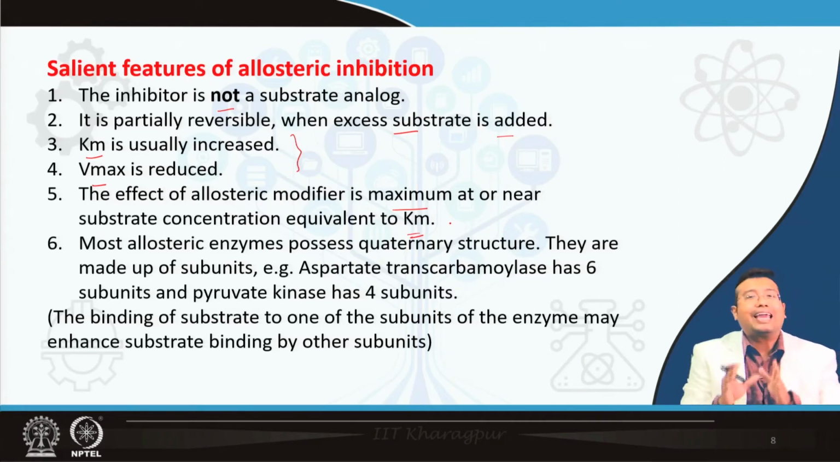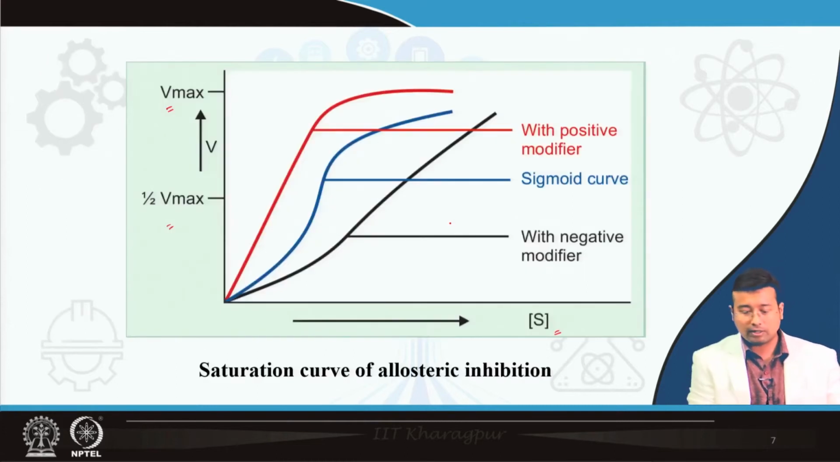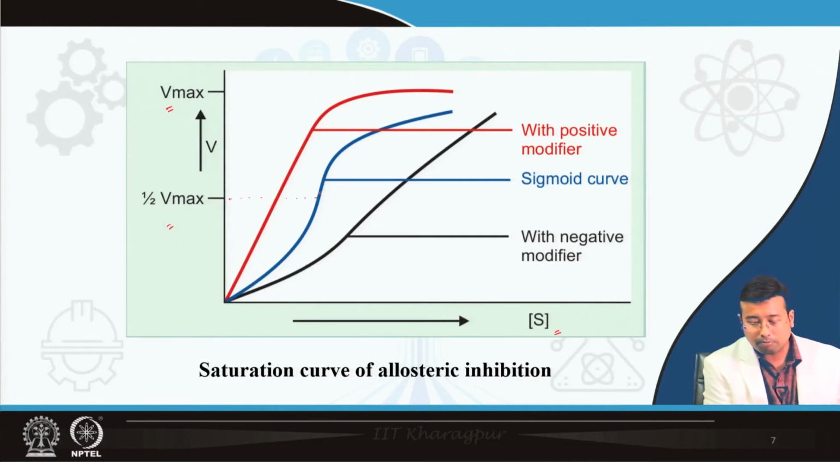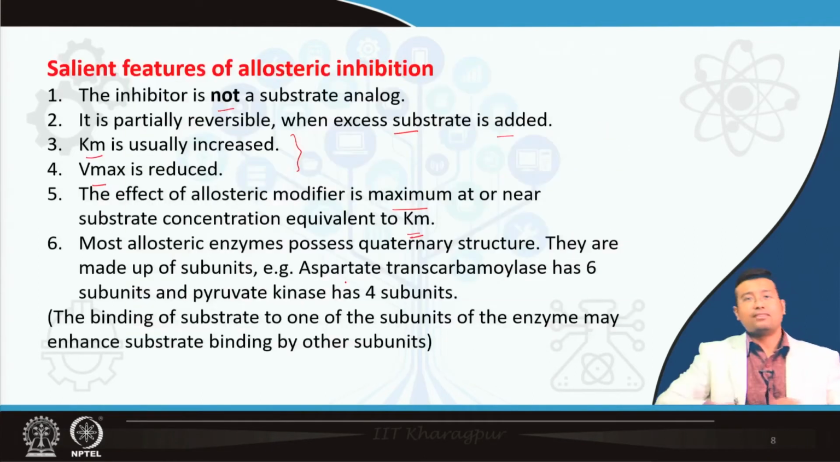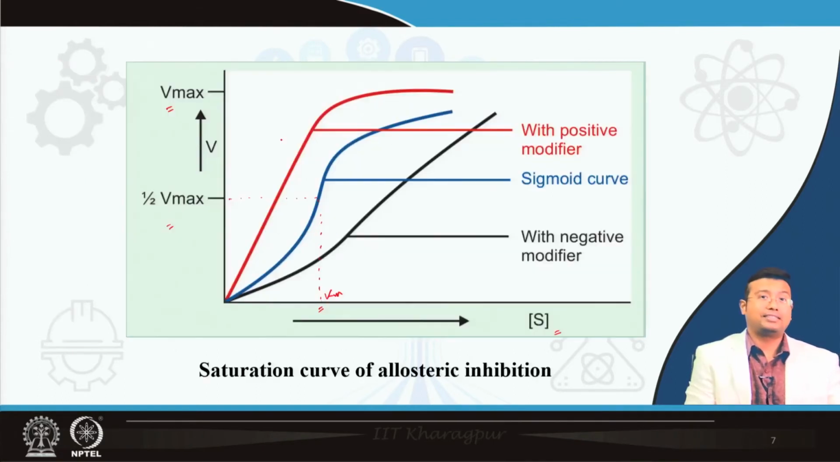So, let me tell you, Km is actually the substrate concentration at which the velocity of the reaction is half of the maximum velocity. So, if we consider this reaction, if this is substrate concentration, and if we plot the maximum velocity over here, and drop down a tangent, this value of substrate will be the Km for this reaction. Okay. So, what does allosteric inhibition do to Km? It increases the Km and the Vmax is actually reduced. You can actually see this from the plot, right.